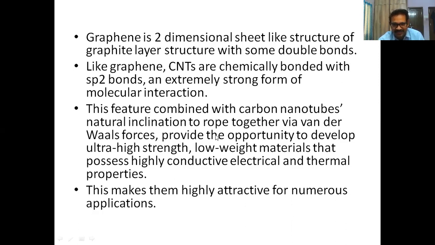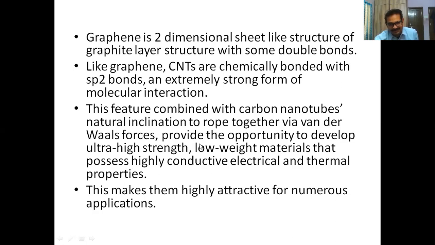So what will happen? The more such carbon nanotubes are roping and bonding with each other, they become strengthened. So these are ultra high strength, low weight materials. The strength is 100 times better than steel. So you can see that these small bonding forces are increasing strength in low weight materials that are ultra thin in nature, and possess high electrical and thermal conductive properties.